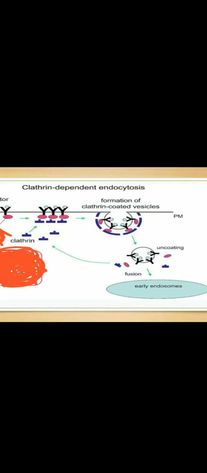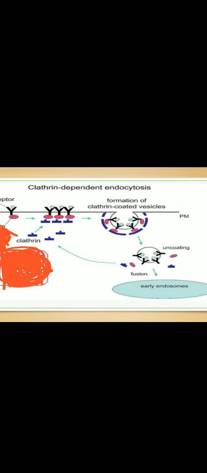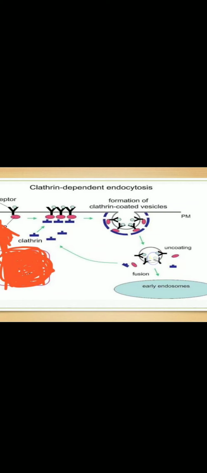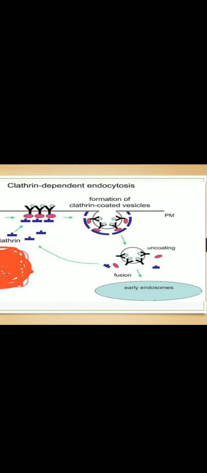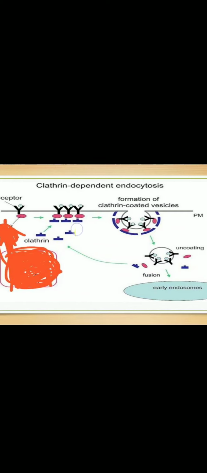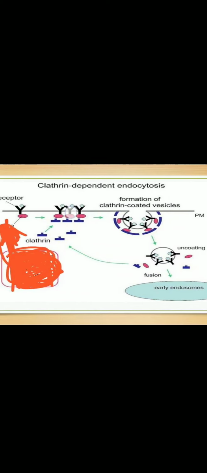Then this early endosome will mix up with the lysosome. They will form the late endosome. Then the hydrolysis process takes place. But we have one peculiarity here. The receptor and the clathrin which are in the vesicle are recycled back, going back to the plasma membrane, where they will again follow the same process.